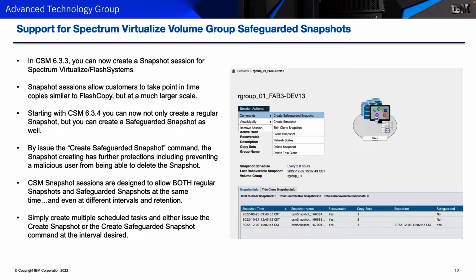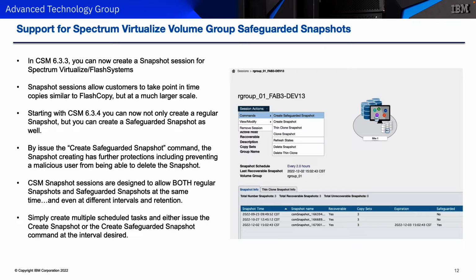So instead of adding copy sets like you do traditionally with CSM, you are adding volumes in the volume group on the storage system itself and managing it that way, because there may be other components using the volume group, so we don't make you manage it in both places. We'll just keep them in sync. Once you have that volume group, it'll be associated to the CSM session when you create the snapshot session, and you'll have two options now.